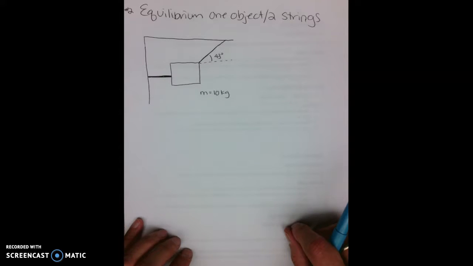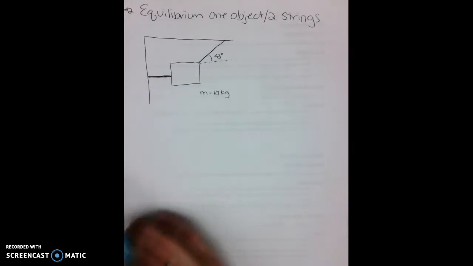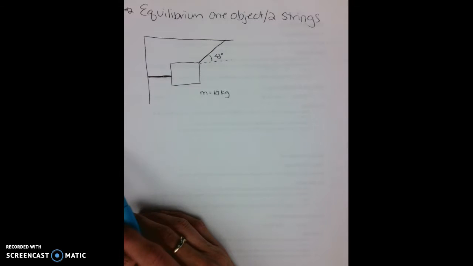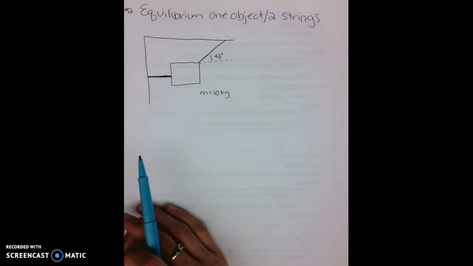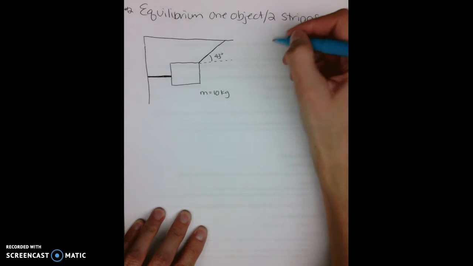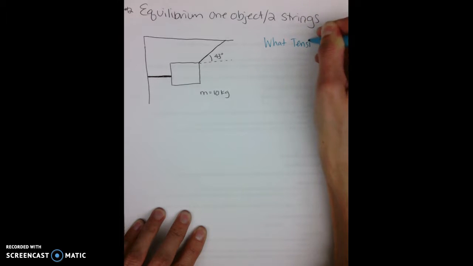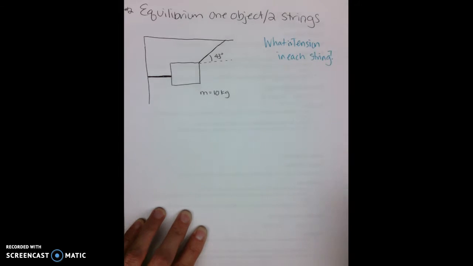Okay, physics friends, today we're going to look at another equilibrium problem, but this one is one object that has two strings. Two strings means I have two different tensions, and I am interested in knowing what the tension in each string is.